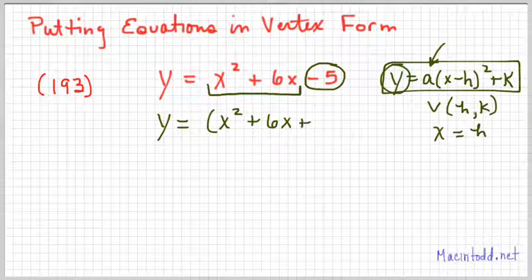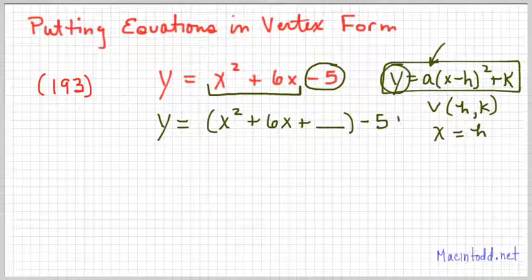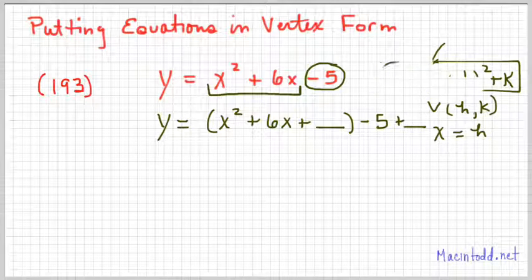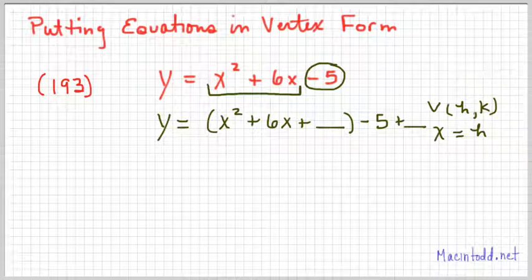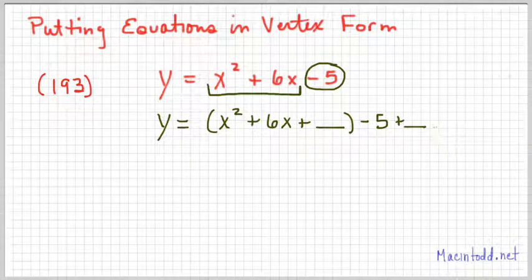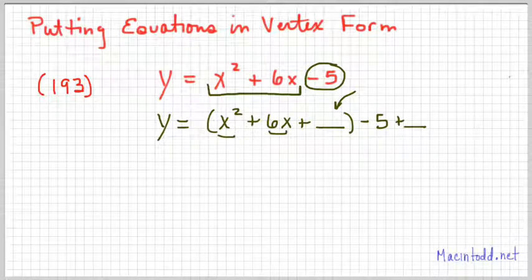I like to, in a problem like this, leave a space. In fact, I usually put a plus sign and put a space. Then I put my minus 5 on the outside. And then I also put a plus sign and a space. Let me erase some of this pre-work there. By putting those spaces, it reminds me that I'm trying to add something there to make this x squared plus 6x a perfect square trinomial. So I've regrouped the quadratic and linear term together, leaving the constant on the outside.